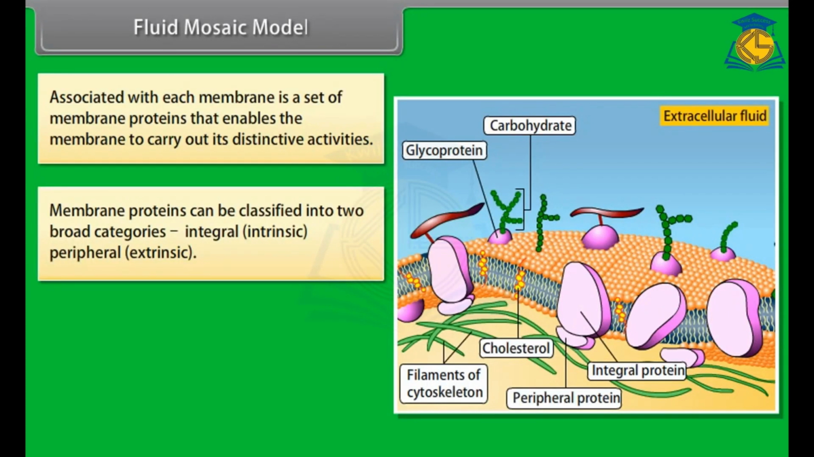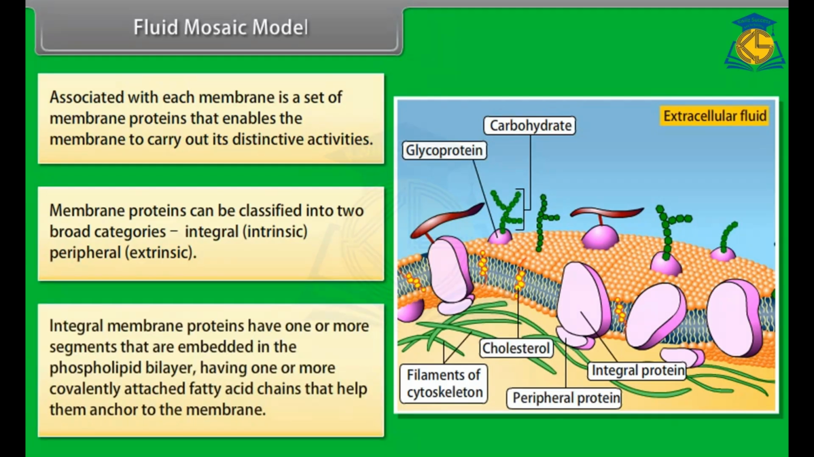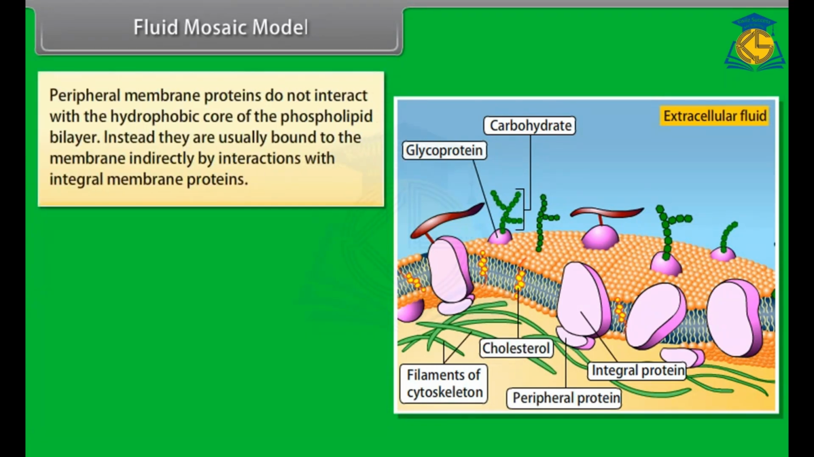Membrane proteins can be classified in two broad categories: integral, that is intrinsic; peripheral, that is extrinsic. Integral membrane proteins have one or more segments that are embedded in phospholipid bilayer, having one or more covalently attached fatty acid chains that help them anchor to the membrane. Peripheral membrane proteins do not interact with the hydrophobic core of the phospholipid bilayer. Instead, they are usually bound to the membrane indirectly by interactions with integral membrane proteins.